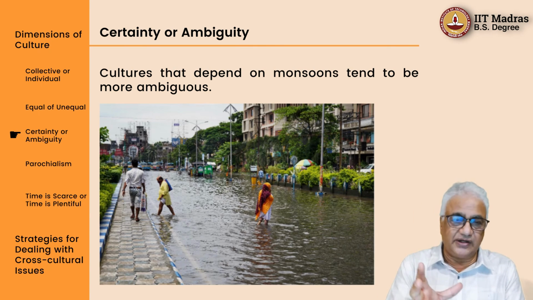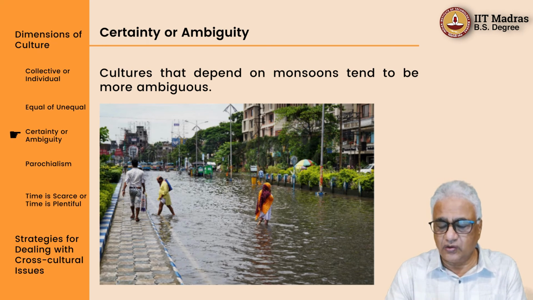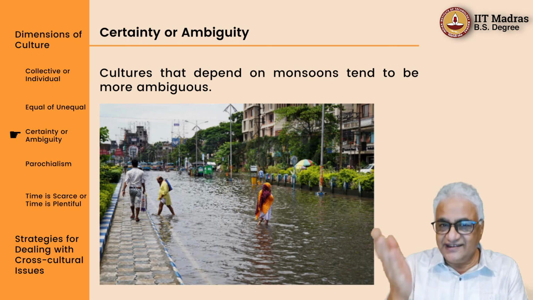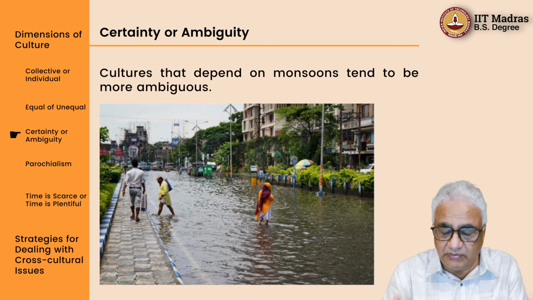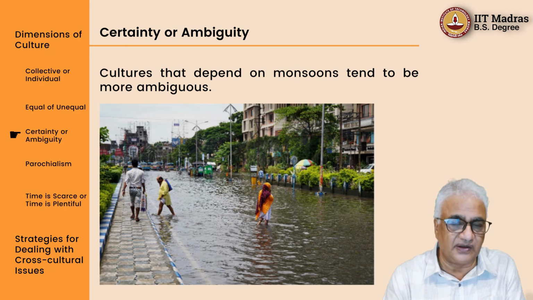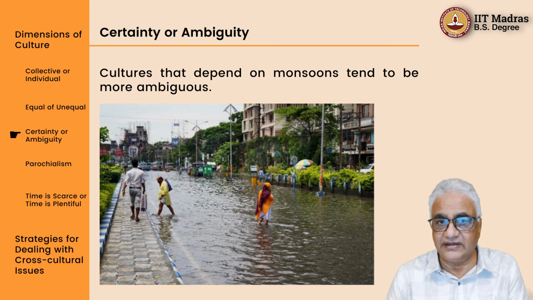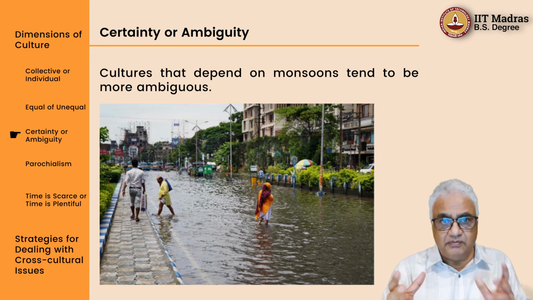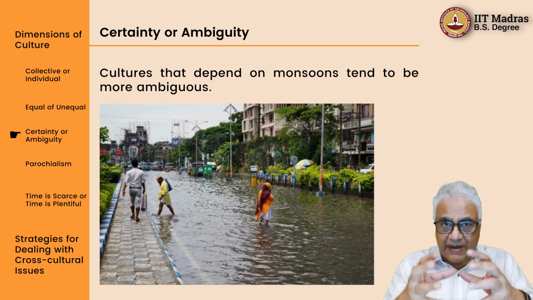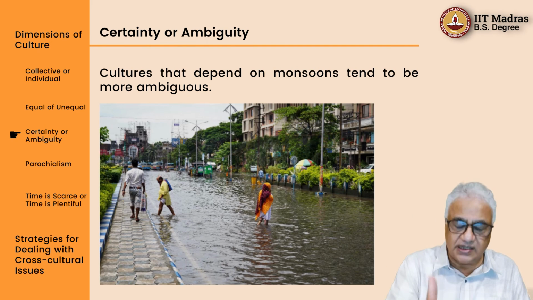If you divide the map of the world into those portions that depend on monsoons and those that do not, you will find that cultures that depend on the monsoons tend to be more ambiguous, because you don't know when the monsoons will come. You have to wait for the monsoons. You don't know how much it will rain. Sometimes it doesn't rain. Sometimes it rains a little, average. Sometimes it rains too much, but you're able to cope with all that. So ambiguity is being able to manage with what we have, while certainty means we must be certain about what we have.